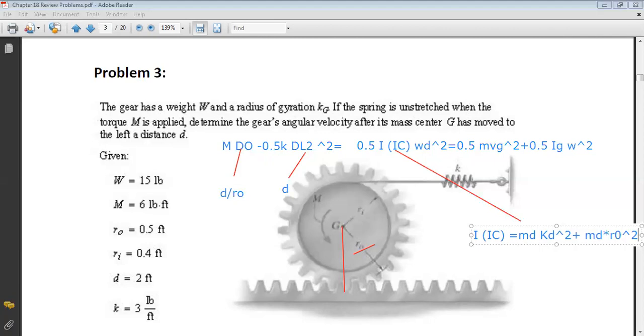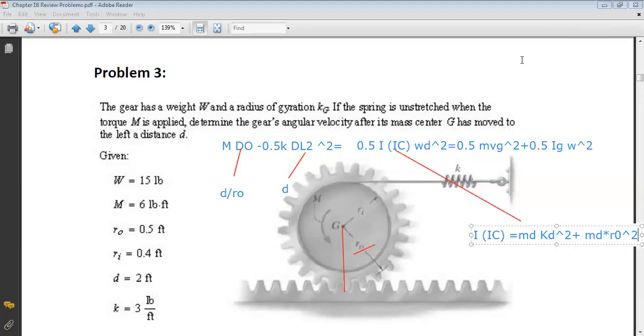Miss, I have a question. Can we always use the parallel axis theorem, like what we just did, between the IC and the center of mass? Yes, of course. We can always do it. Okay, thank you, Miss.